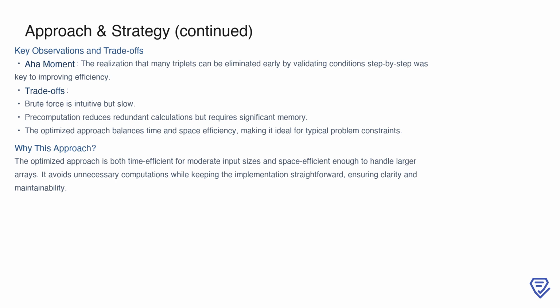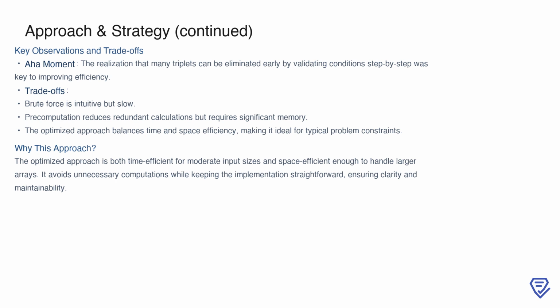Comparing the three strategies, the brute force method is intuitive but becomes computationally expensive for larger inputs due to its n cubed time complexity. The alternative approach with pre-computation significantly speeds up condition checking but at the cost of n squared memory, which can be prohibitive in constrained environments. The optimized approach strikes the best balance by reducing unnecessary computations without requiring additional memory.